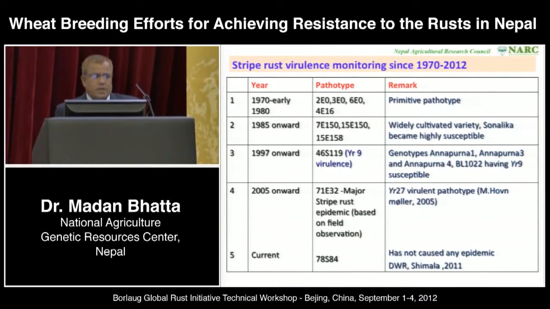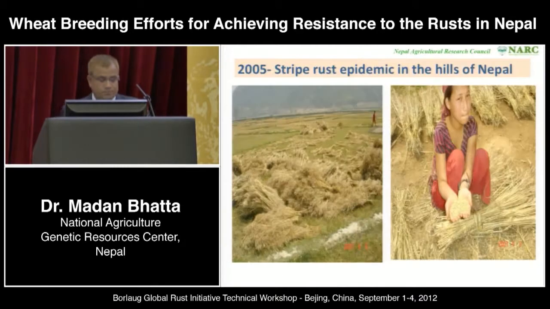Well, this is the stripe rust virulence monitoring from 1970 to 2012. We had virulence in the 80s, where the most popular variety, Sonalika, became susceptible to stripe rust, and Kalyan Sona. Then we had YR9 virulence in 1997. We had more variety diversification with other gene combinations, so yield losses were less compared to what we had in 2005, with YR27 virulence.